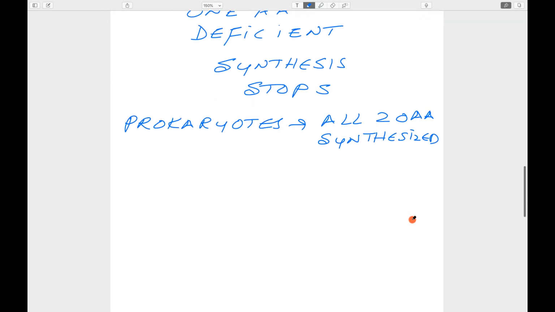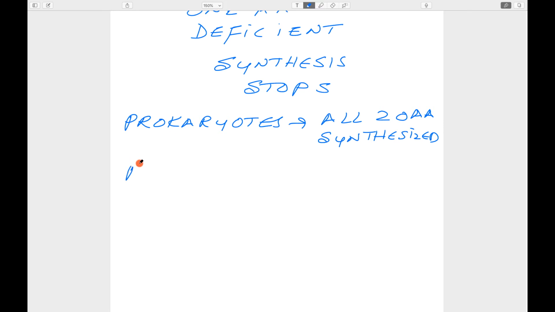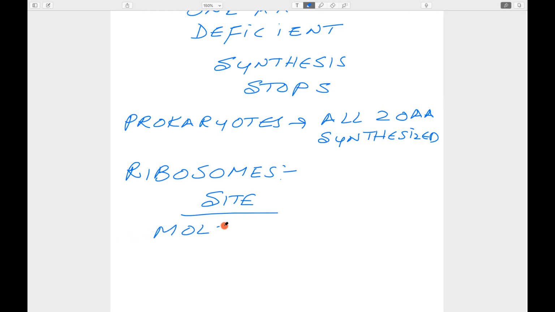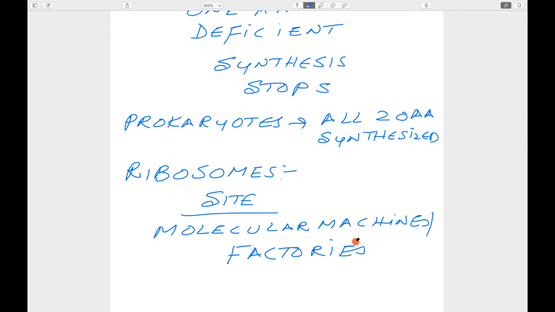The next aspect we'll talk about is ribosomes. Ribosomes are very important for protein synthesis. They are the site of protein synthesis. That is the reason they are called molecular machines of protein synthesis, or factories of protein synthesis.